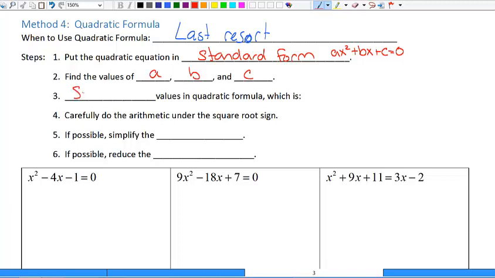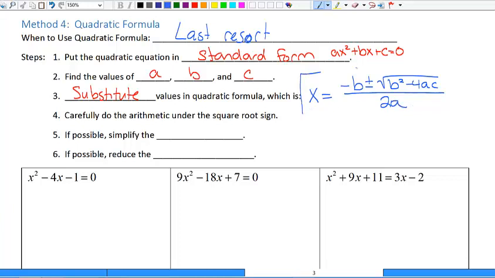And then I want you to substitute those values for a, b, and c into the quadratic formula, which is this quadratic formula right here: x equals negative b plus or minus the square root of b squared minus 4 times a times c all over 2 times a. That is the quadratic formula. You should put boxes around it or stars. Something is very important, okay? In order to do this, you have to have that formula.